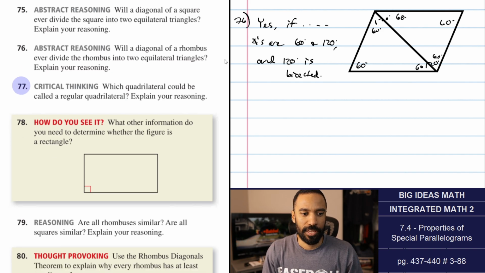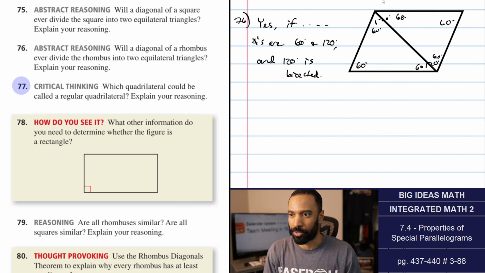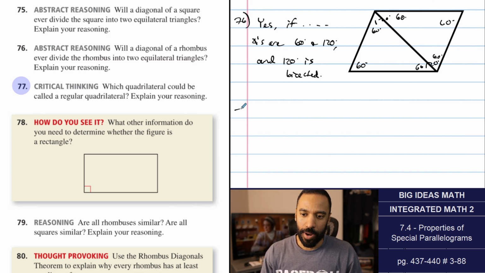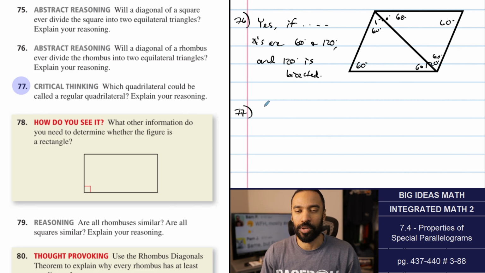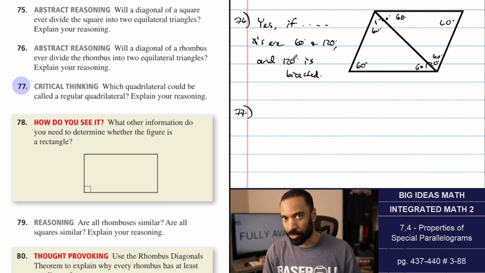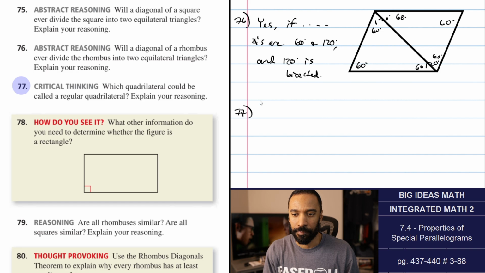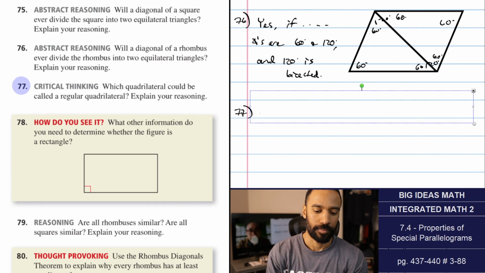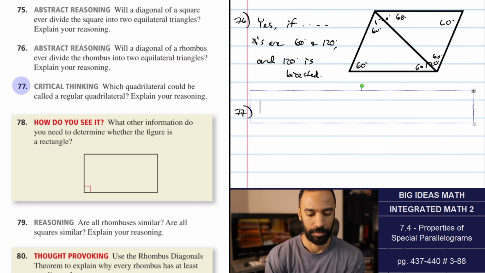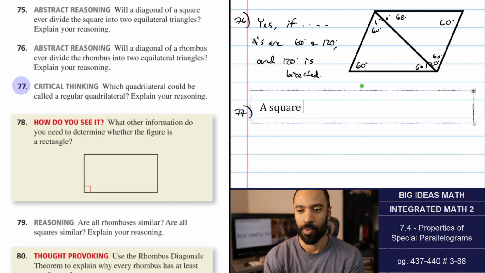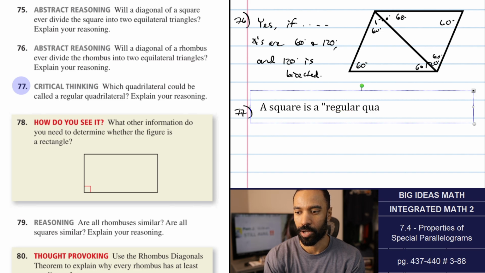All right, 77, critical thinking. Which quadrilateral could be called a regular quadrilateral? Explain your reasoning. So if you know regular polygons, we're talking about ones that are equilateral and equiangular. So the square. A square, my pen is in the way. A square is a regular quadrilateral. I'm going to quote it. Regular quadrilateral.